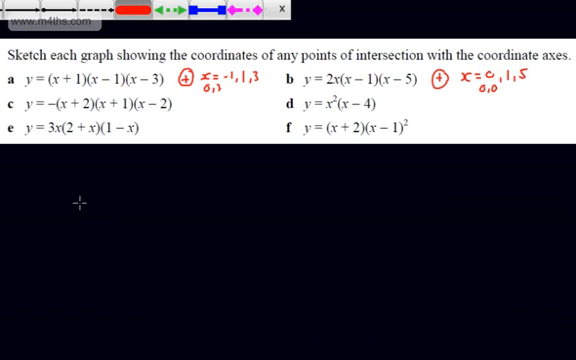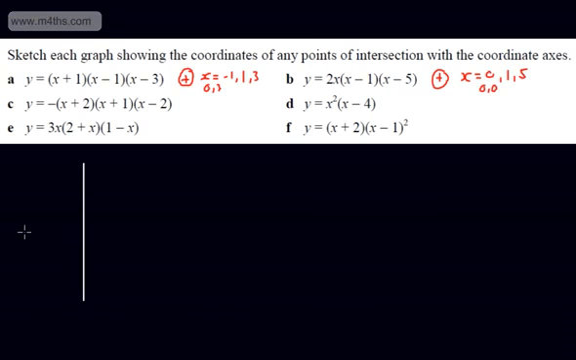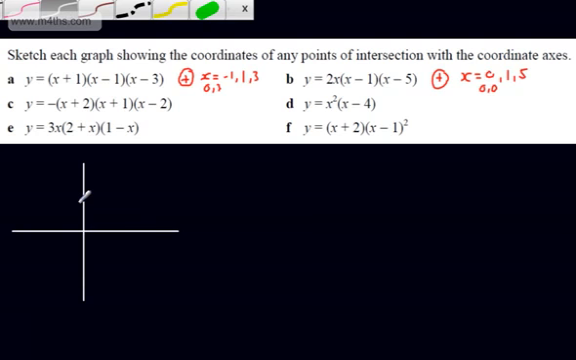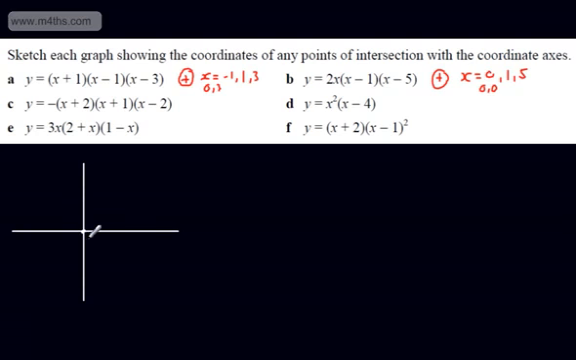Let's put that one on and we can place that on. So what we're going to have is a positive cubic. We're going to have the points of intersection. We're going to have three distinct real roots. We're going to have 0, 0. We're going to have now 1, 0, and we're going to have 5, 0.